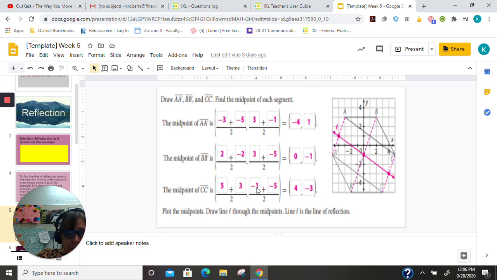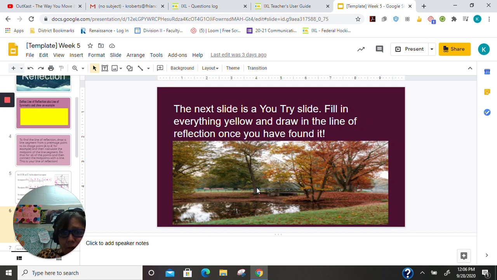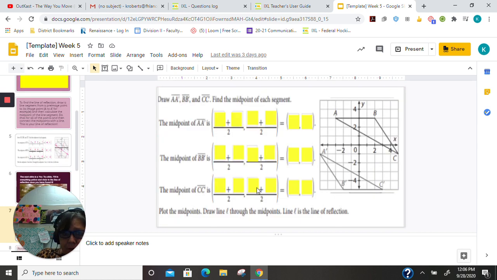So next is a you try slide where you do it. So you're going to do the exact same thing. Exactly the same thing. You hear me when I say exactly? Okay. You're going to go find the A. You're going to find the A prime. You're going to put in the x values from both points, A and A prime, the y values from both points, A and A prime, and then calculate the midpoint. Do that on all three of those.